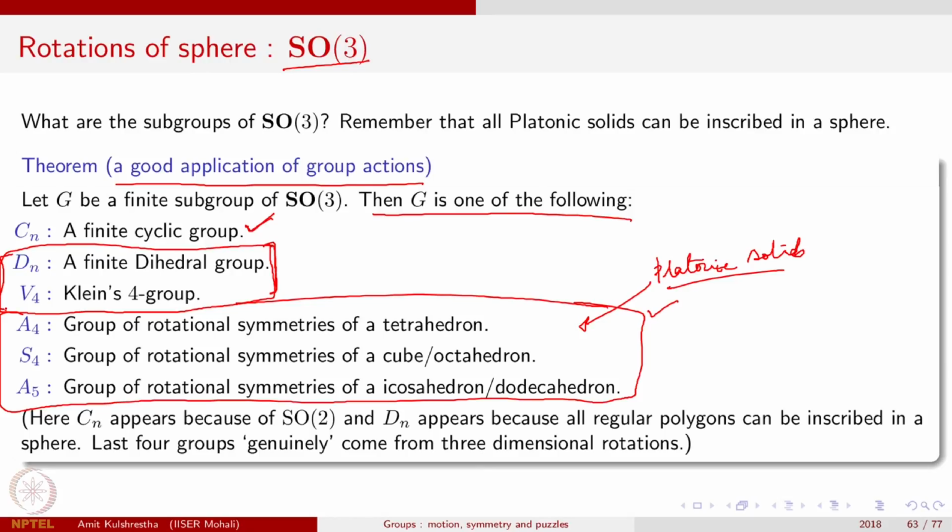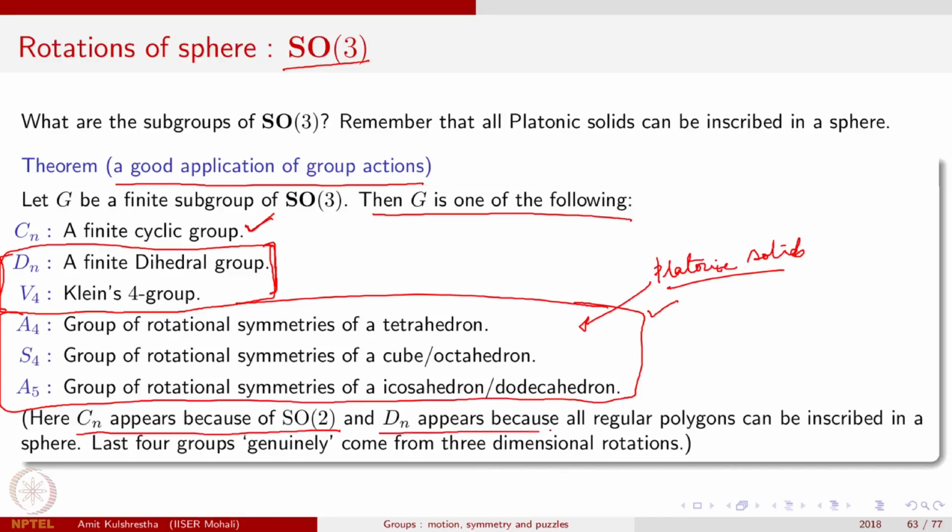But more than that, we are supposed to show that if you pick any finite subgroup of SO3, then that subgroup is one of them. There is no other. So nothing which is not there in this list is going to be a finite subgroup of SO3. So that's quite amazing. As I mentioned, Cn appears because of SO2, and let's see why Dn should appear.